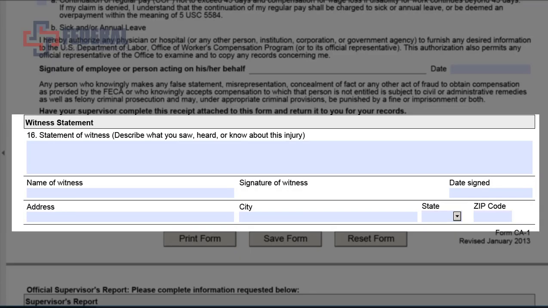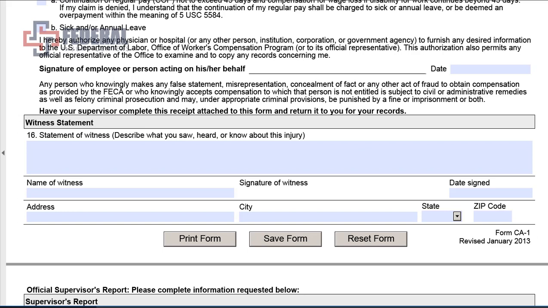Witness statement. Most folks have someone who has witnessed their injury. Most times that happens. Someone witnesses the injury. Someone likely saw you get injured. 99 times out of 100, this is left blank. Why? Why not have this filled in?